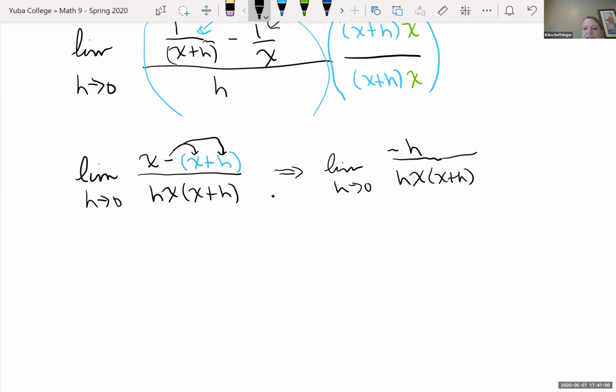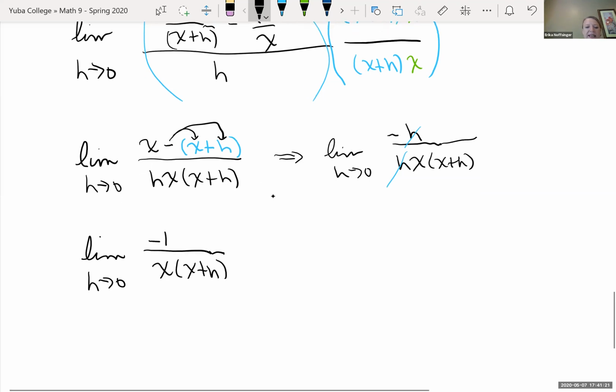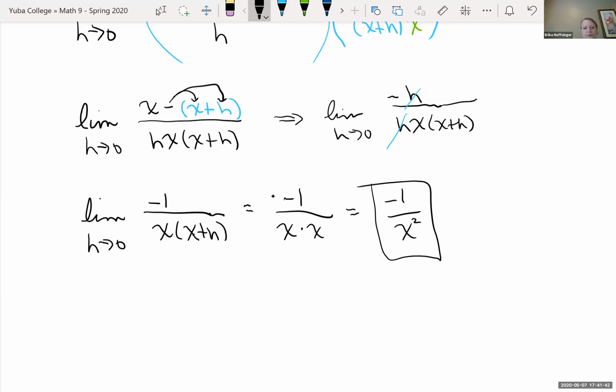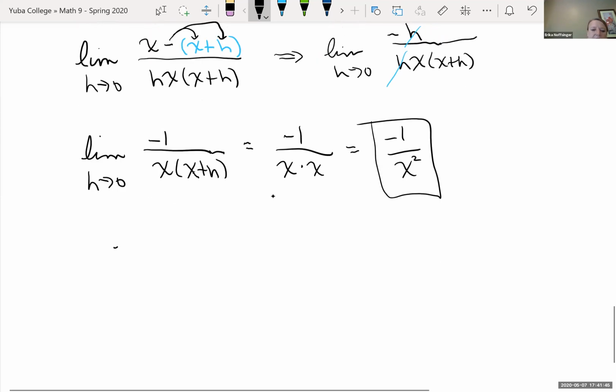So I notice here my h's cancel. And so we technically have the limit as h goes to 0 of a negative 1 in the numerator all over x all times x plus h. Okay, so now let's go in, and wherever we see an h, we're plugging in 0. And so we get negative 1 all over x times x plus 0. Or this is negative 1 over x squared. Okay, so our derivative was negative 1 over x squared.